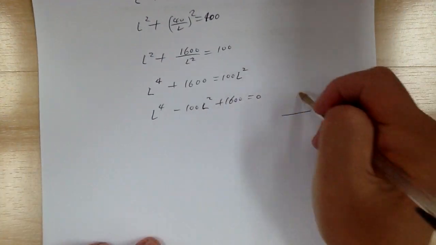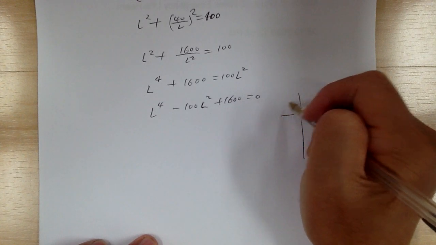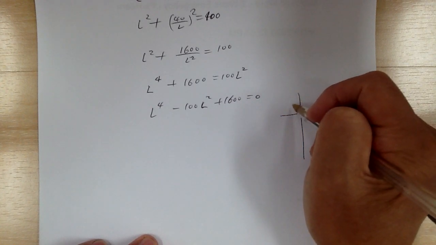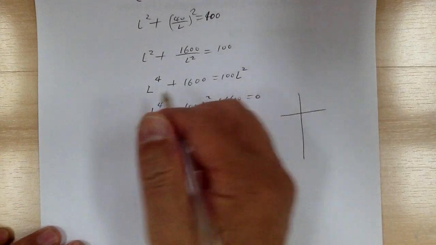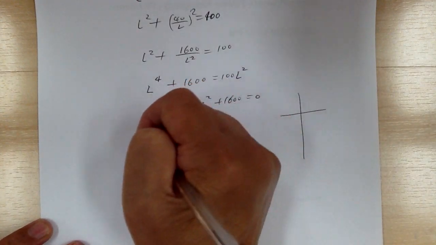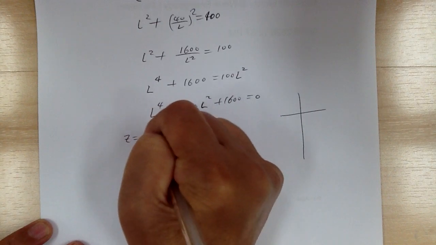Then you can use the quadratic formula. The factoring is not going to work. Seems like it's not going to work very well. Let's use the quadratic formula. Okay, so I'm going to let z equal L squared.